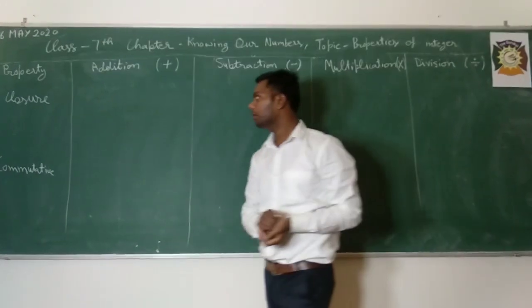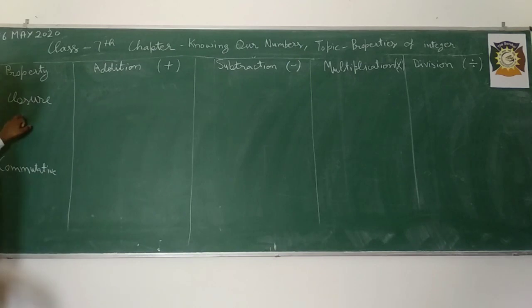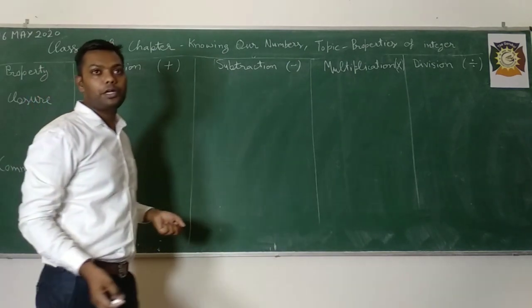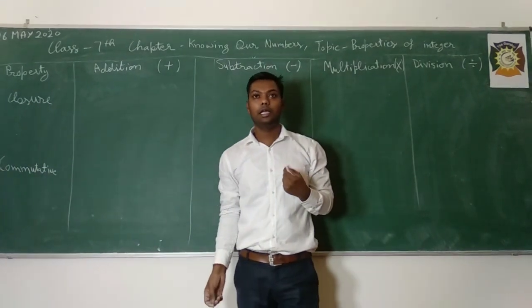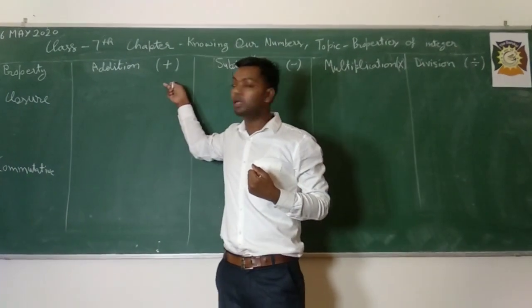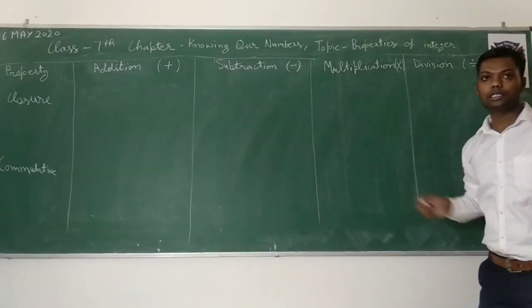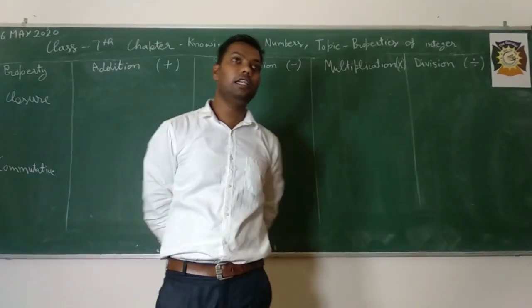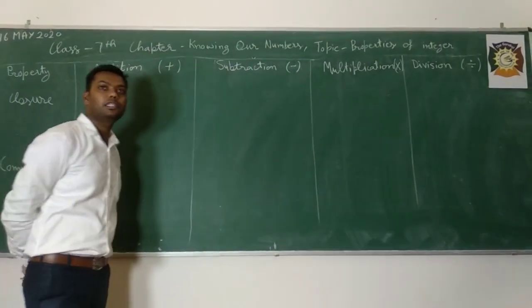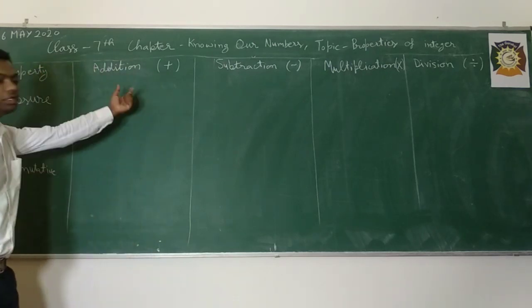Let's start with the first property. The first property of integers is closure. Closure property: if you take any two integers and apply an operation, it may be addition, subtraction, multiplication or division. After the operation, we calculate the result, and if the result is an integer, then we say that the closure property holds. Let's see with an example in each case.